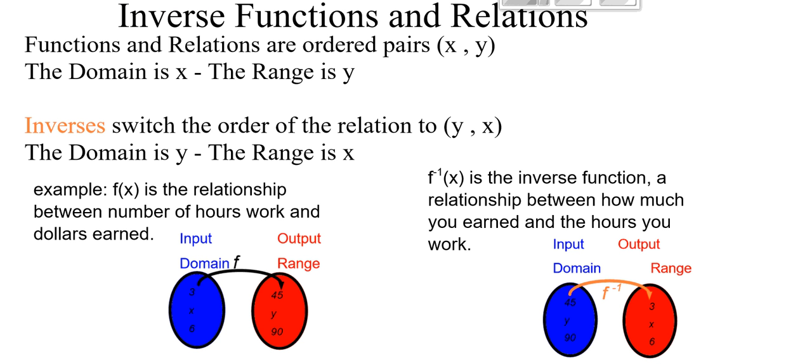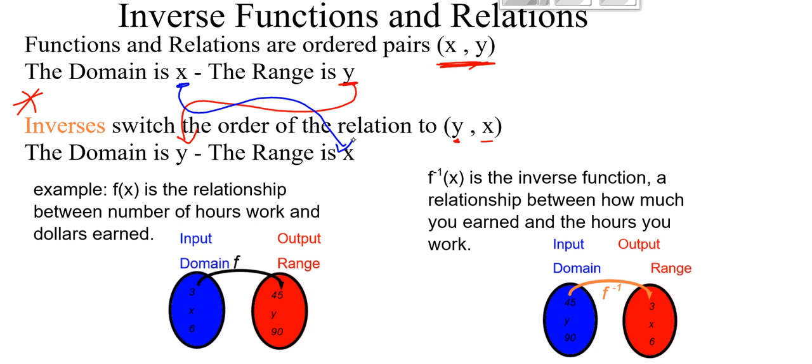As we're thinking about these inverse functions, think about switching the order of the relationships. Typically we talk about x and y relationships: x is a domain, y is a range. With inverses, we're switching that order, so now it goes y to x. What was before our range is now our domain, and what was our domain now becomes our range.